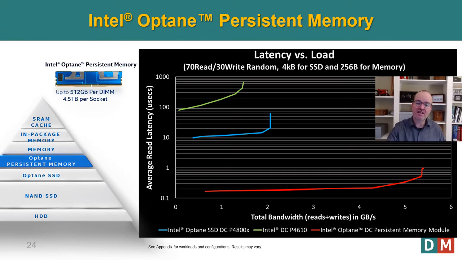I should say the red line is actually not 4K reads and writes, it's 256 byte reads and writes, because it's not storage, it's memory. And so 256 byte is a reasonable amount to plot there. Had we plotted 64 bytes, the throughput would be a little bit lower. A story for another day.